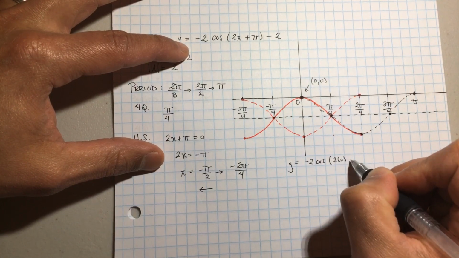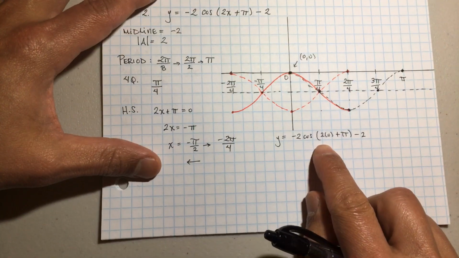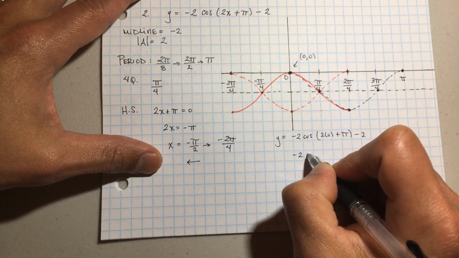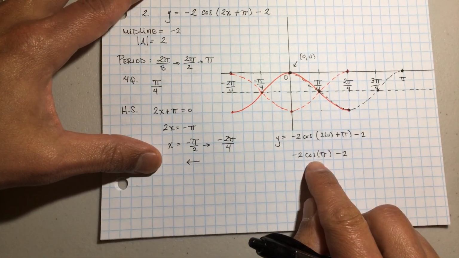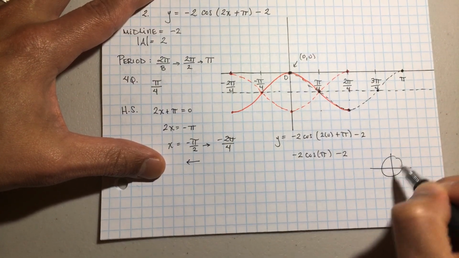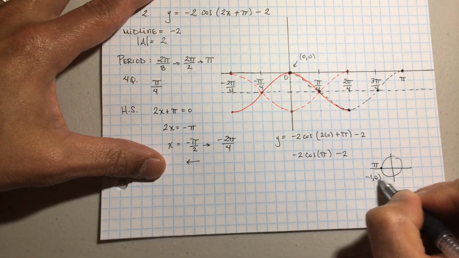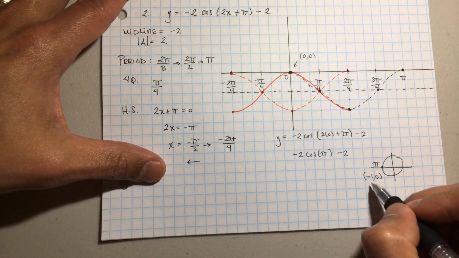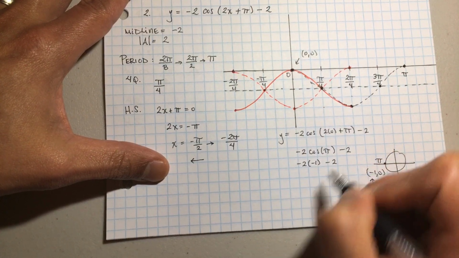So 2 times 0 plus pi, minus 2. 2 times 0 is 0. 0 plus pi, well, that's pi. So now you have negative 2 times cosine of pi, minus 2. What is cosine of pi? Well, you have to go to your unit circle. Where's pi at? Here's your unit circle. Pi is right there. What's the coordinate there? That is negative 1, 0. What is the cosine? The cosine is the first coordinate. That's negative 1. So now I have negative 2 times negative 1, minus 2.